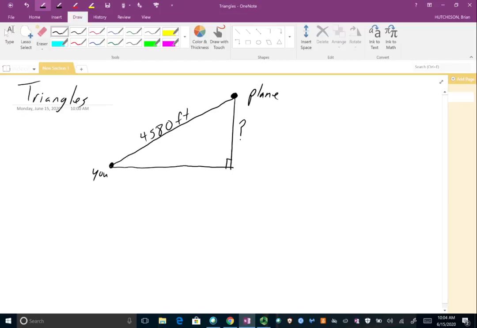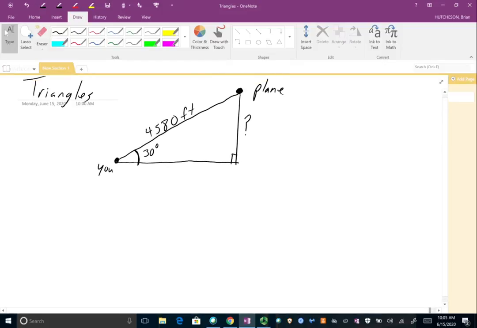So let's say that you can measure this angle of elevation, and you find it to be 30 degrees. So now we really have two pieces of information. We have how far you and the plane are from each other, and the angle of elevation, basically the amount that you measured from the horizon upwards to the plane. So, how would we find how high that plane is going?